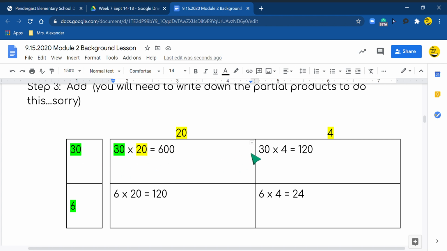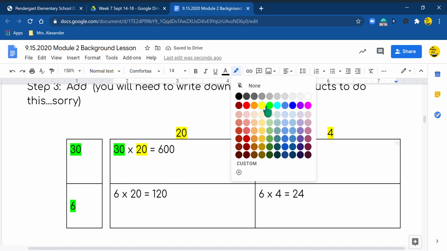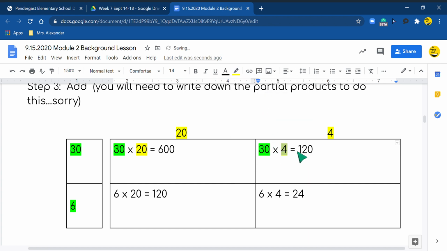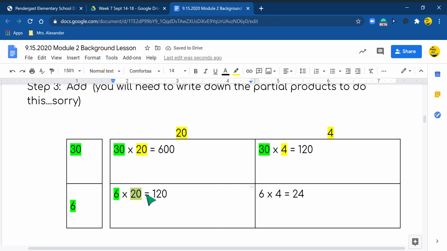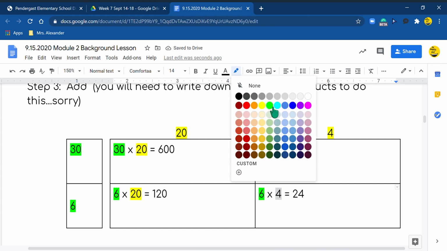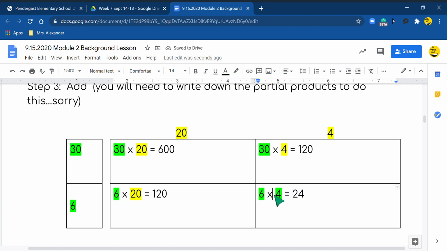So we'll do the same thing over here. Here's my 30. I'm going to multiply it by my 4. So again, 4 times 3 is 12. And I have 1 zero. I add it. I do the same thing here. I use my 6. And I'm going to multiply it by 20. 6 times 2 is 12. I add my 0. Here, I do my 6. And I multiply it by my 4. And I get 24. Oh, my 4 should be yellow, you guys. Sorry about that.